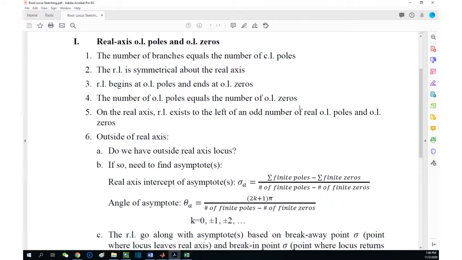All right, so let's move on here. So section 1: if the open loop transfer function only has real poles and real zeros, how to deal with this?